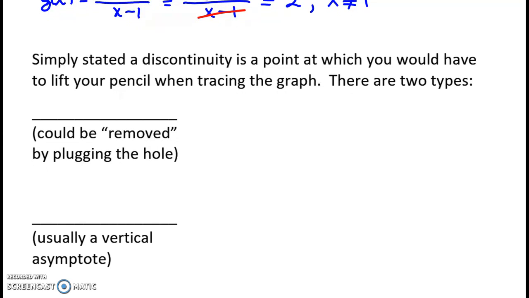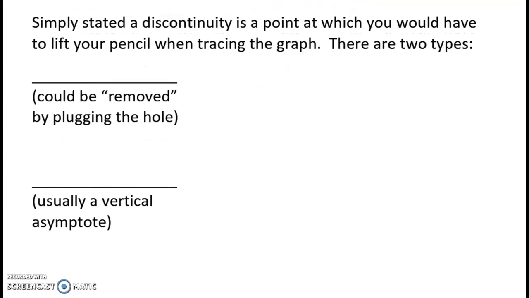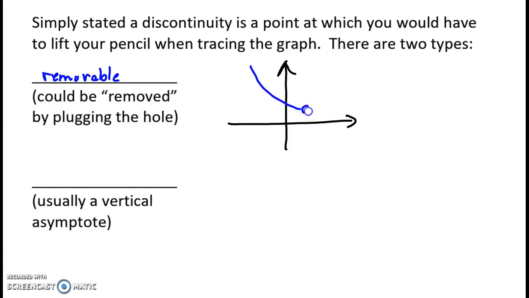So now we've looked at two types of discontinuities. The first type of discontinuity is called a removable discontinuity, and that's like the discontinuity that we had in example 1. We would have had to lift our pencil in order to graph with a hole in the graph. So here's an example of a graph with a removable discontinuity. The reason it's called removable is because we could simply just fill in that dot, and then we would have removed the discontinuity by plugging in the hole.